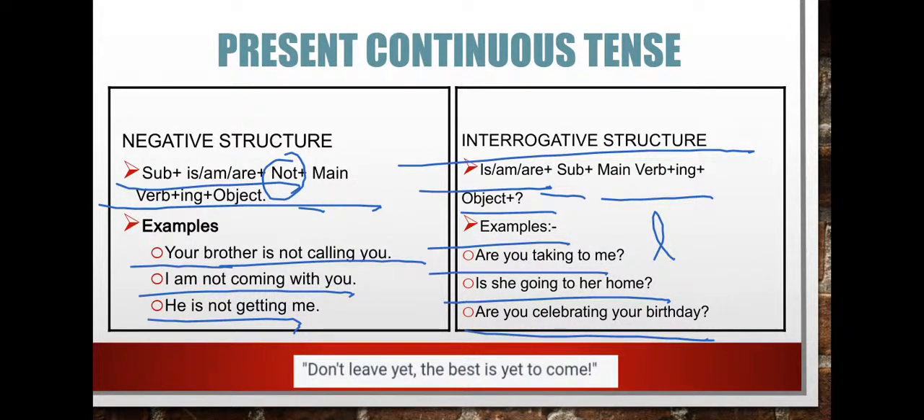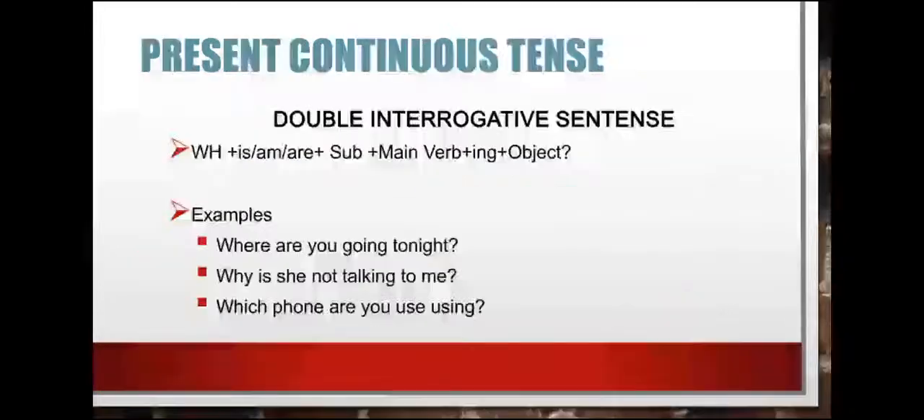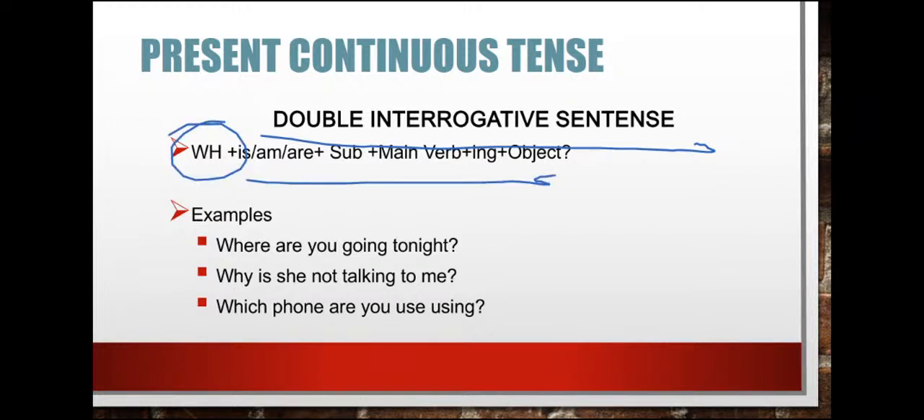Okay. The motivational line for you is: don't leave yet. Because some people might think, oh, I'm getting bored, I should leave because I'm feeling sleepy. Not like that. If you feel like that, the best is here: the interrogative structure, or you can say double interrogative structure. Double interrogative structure means a question being asked where we are adding a wh word right here in the beginning, and all the rest is just like the interrogative sentences.